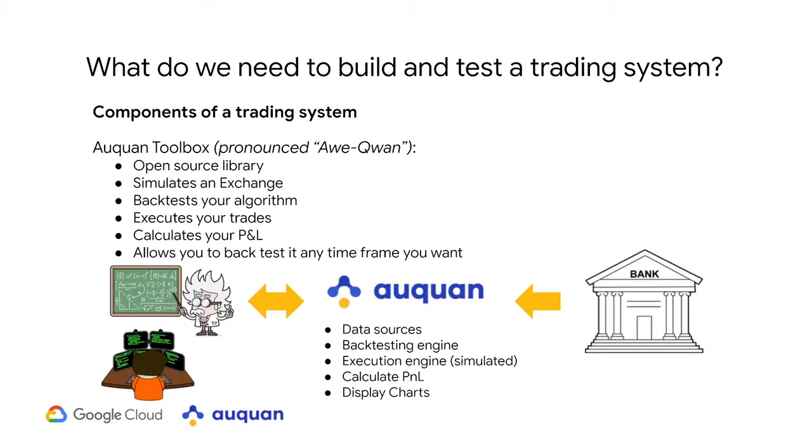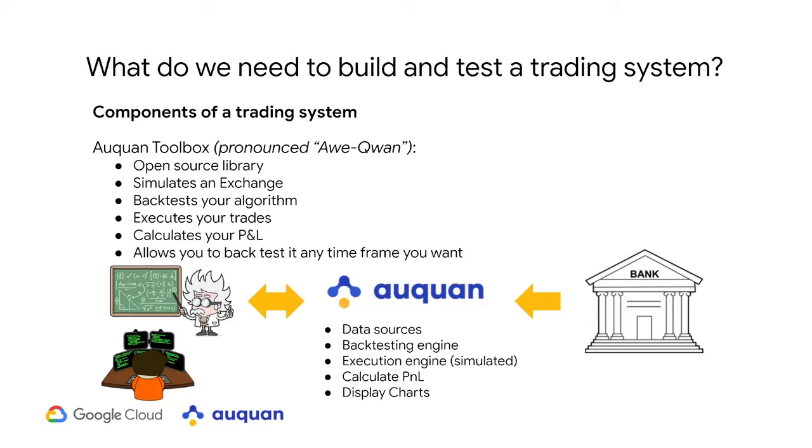Now that we have discussed all, or at least a minimum of components we need for an algorithmic trading system, we need to look for a toolbox that we talked about earlier. Since we don't want to create all the components from scratch, we have chosen an open source library called Aquan Toolbox, so that it will make your job of developing and testing our trading algorithms easier.